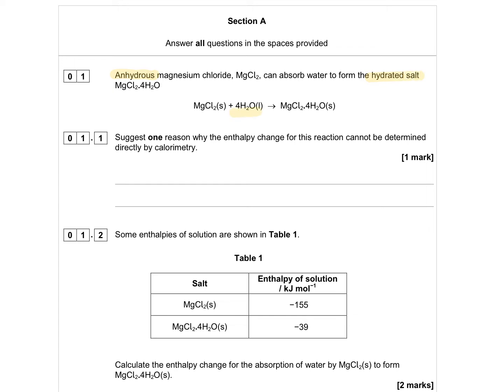We're trying to measure the enthalpy change for anhydrous magnesium chloride absorbing water to become the hydrated salt, including its water of crystallization. So it asks for a reason why the enthalpy change cannot be determined directly by calorimetry. If you think about it, it would be completely impossible to just absorb the water of crystallization and not for some of the salt to actually dissolve itself and become hydrated fully. So you just need to put something about it being impossible to stop it from dissolving.